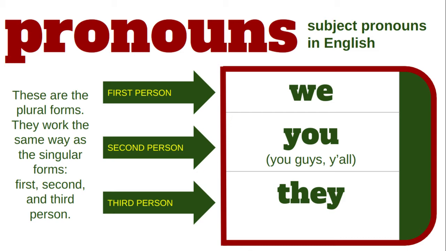If I'm talking to someone, I use the pronoun you, and in English, we don't make a distinction between second person singular and plural forms. And we'll get back to that in a minute. We'll talk a little bit more about that. And then for third person plural form in English, we say they. So if I'm talking about just one person, I say he or she. If I'm talking about more than one person, I say they.